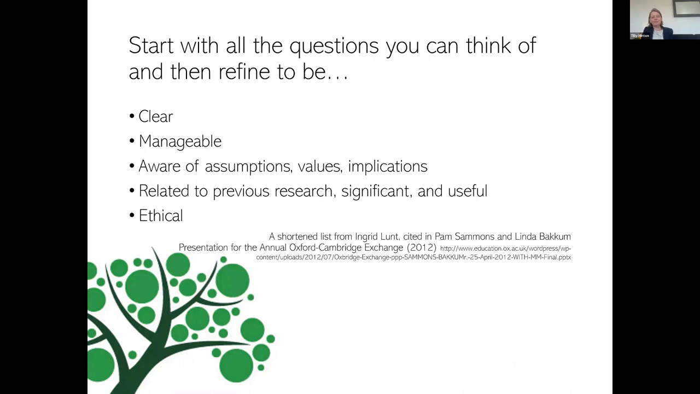Start with all the research questions that you can think of, and then refine them so that they tick all the boxes of this checklist. Research questions need to be clear, they need to be manageable, and you need to actually be able to execute the research around them. You should have an awareness of what assumptions might be underpinning them, what values and what implications. They should relate to previous research and be significant and useful. And then finally, they should be ethical, able to be prosecuted as questions in an ethical way that won't cause adverse outcomes.